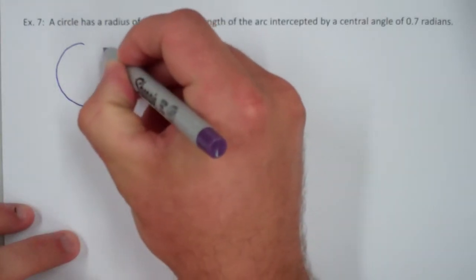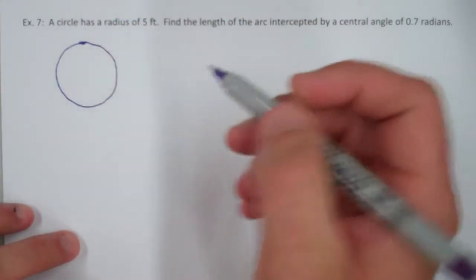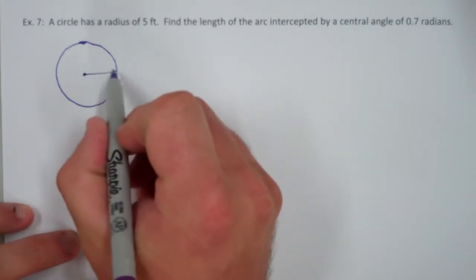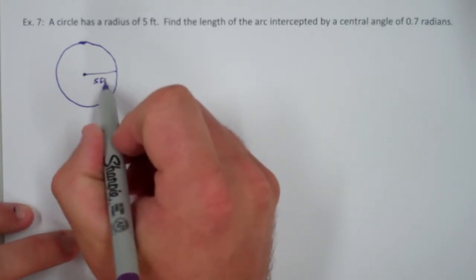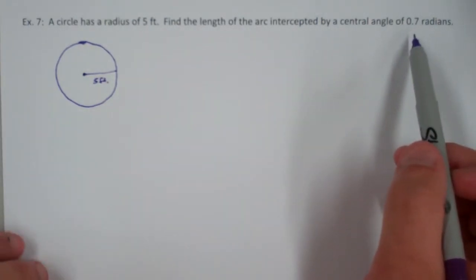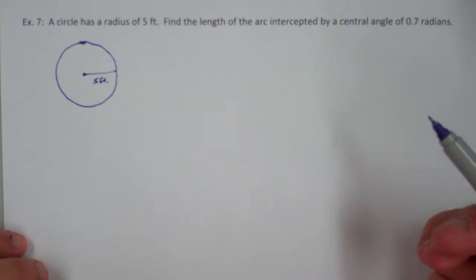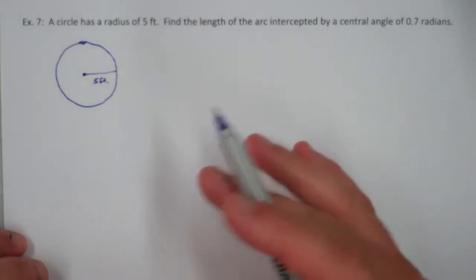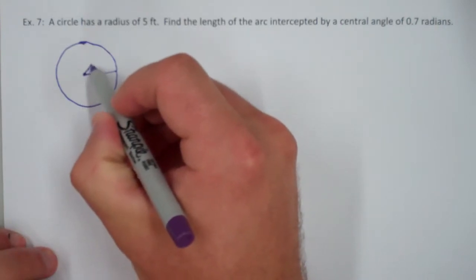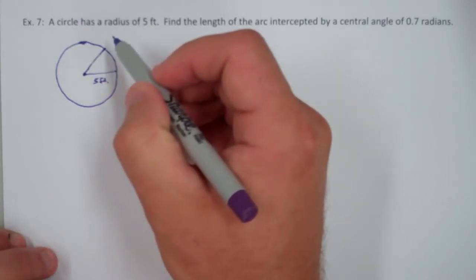We'll see how perfectly I can draw this circle here. And so you'll notice that the radius here is 5 feet. We can fill that in. And then the arc is intercepted by a central angle of 0.7 radians. Remember that 1 radian is about 57 degrees, and if we have 0.7 of that, I'm going to try to draw that as accurately as possible.